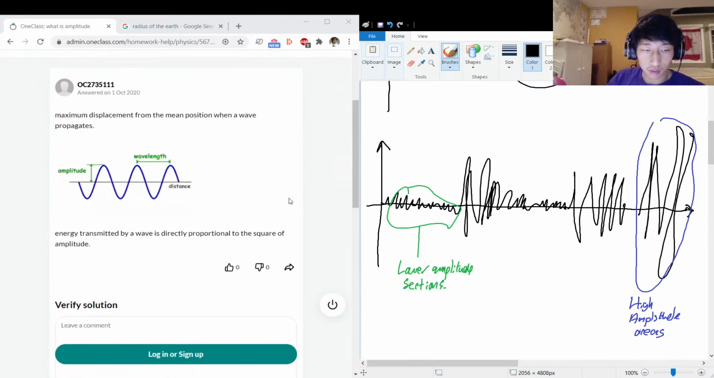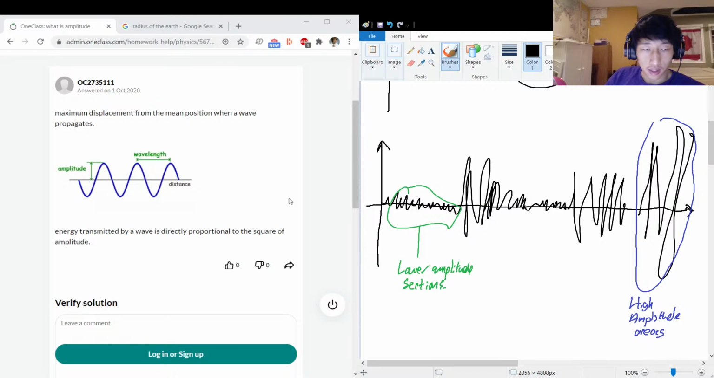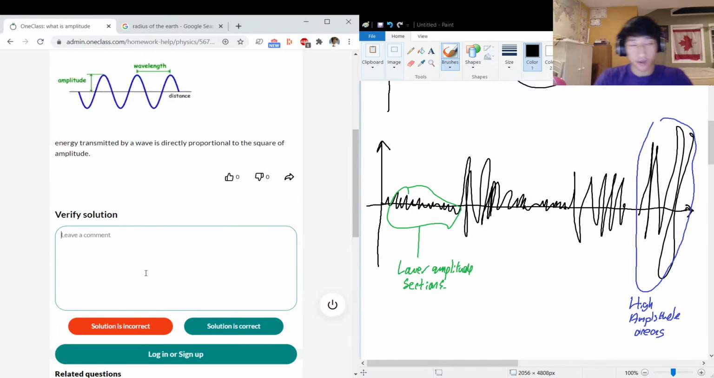Cool. And energy is proportional to the square of amplitude. Interesting. I didn't know that. So yeah, the above solution is good.